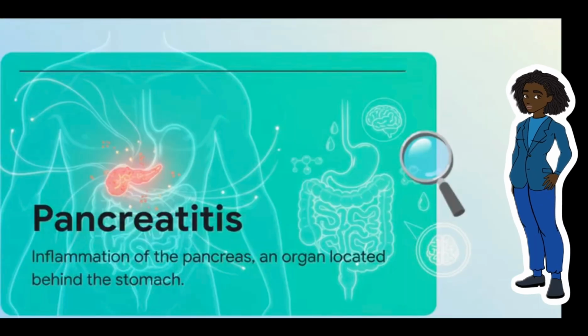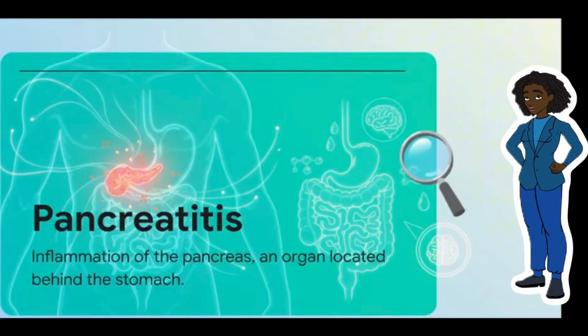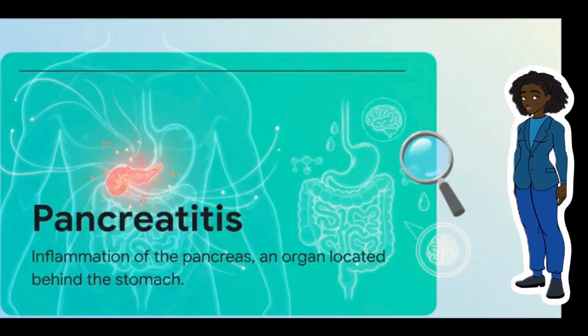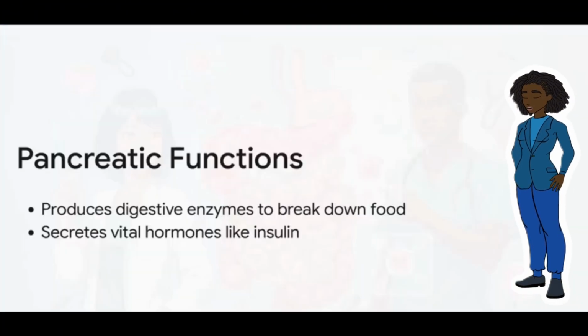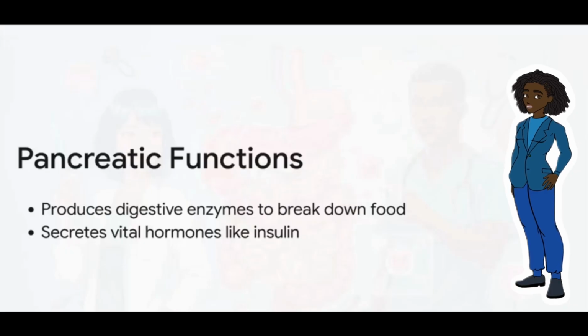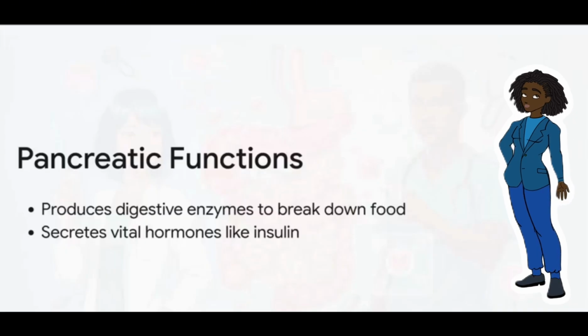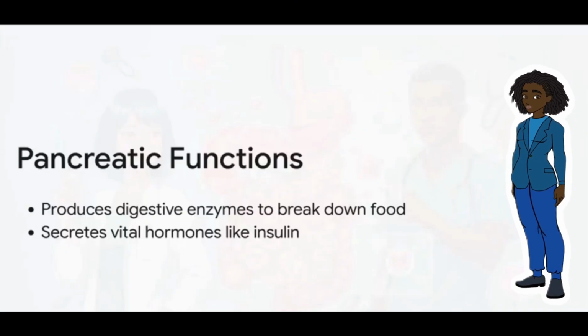Pancreatitis refers to inflammation of the pancreas. The pancreas is an organ located behind the stomach, and it has two main functions. One, producing digestive enzymes to break down proteins, fats, and carbohydrates. And two, secreting hormones like insulin and glucagon. If you remember, we talked about the pancreas in our diabetes video, so be sure to check that out.